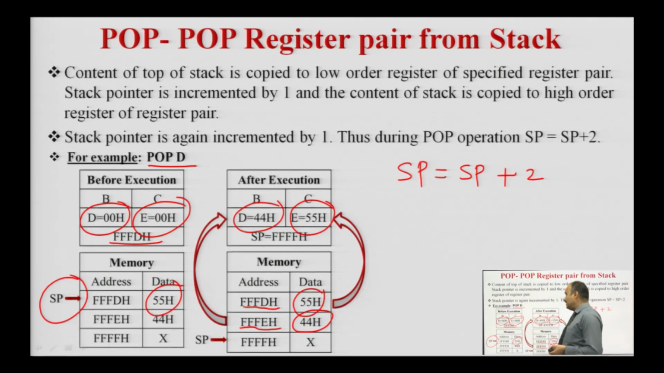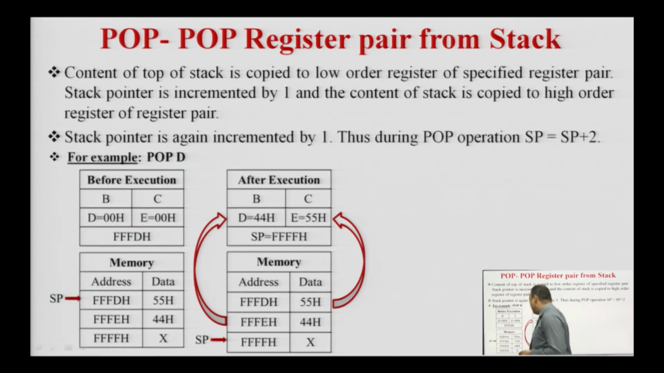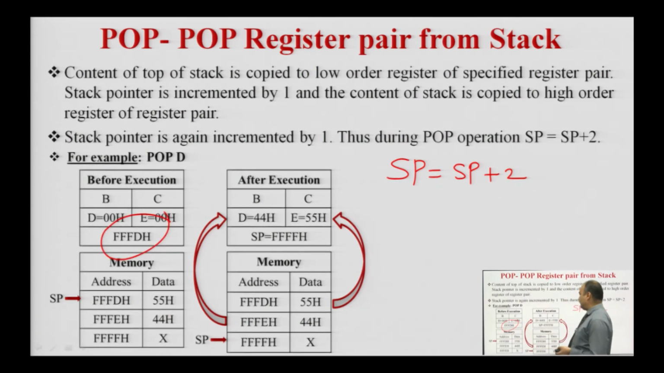So, we can say that during the execution of each pop instruction, the content of the stack pointer becomes SP = SP + 2. Why? Because before the execution the content is FFFDH, and after the execution the content of the stack pointer becomes FFFFH. So, this way the microprocessor increments the content of the stack pointer by 2 after the execution of the pop instruction. The pop operation is exactly the reverse, or opposite, operation of push.